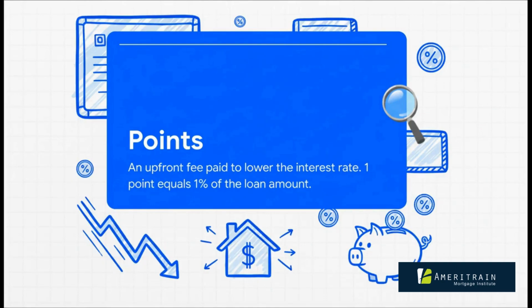Next up, points. Now, you should think of these as a powerful tool in your kit. They help your clients lower their monthly payment over the long haul. Basically, they're paying a fee up front to buy down their interest rate. And the rule is simple. 1 point always equals 1% of the loan amount.